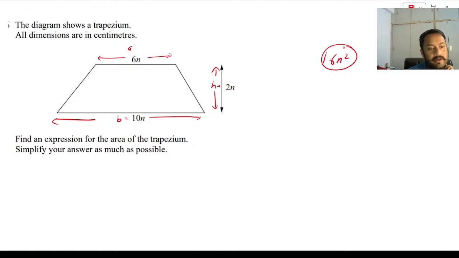Okay, I'm giving you 1 more minute to give it a try. You just need to apply the formula of area, which is half into h into a plus b. Lavdi is saying 16n square. Very good. Let's see if it is correct or not. So this is the area.